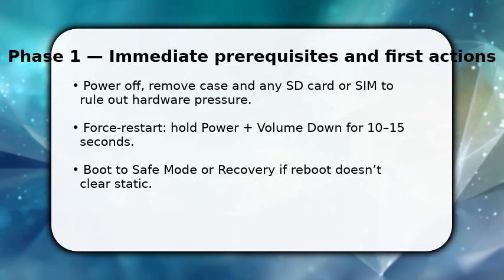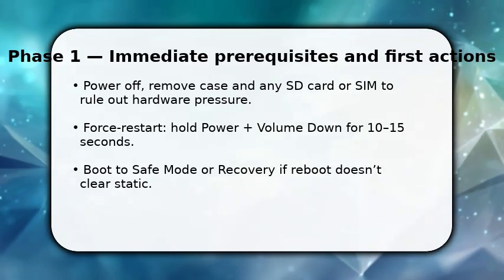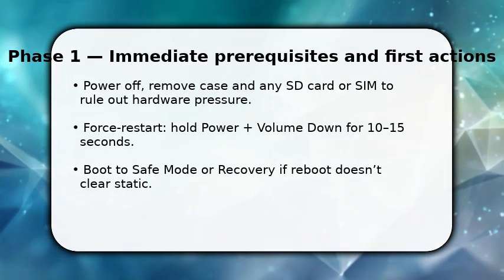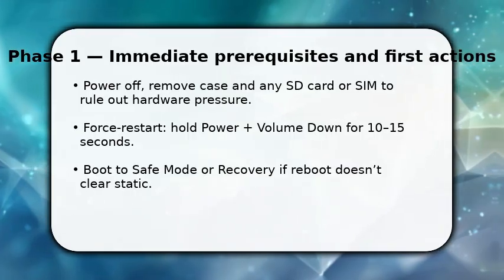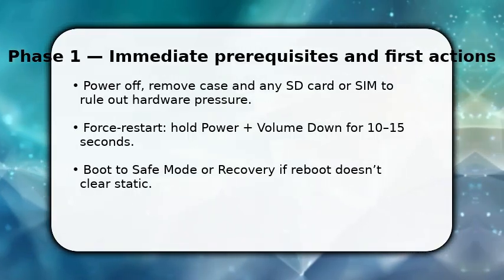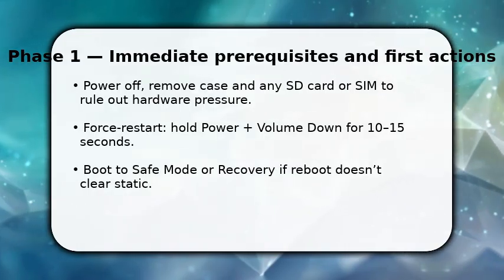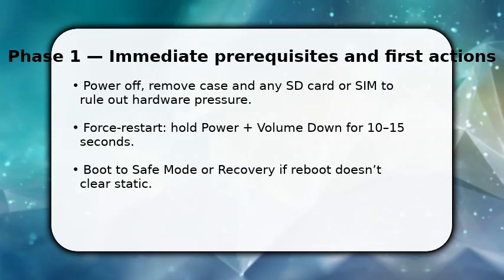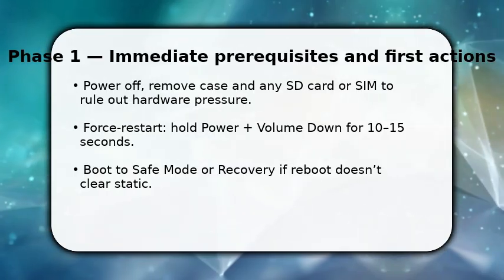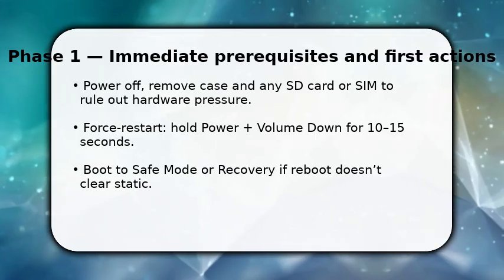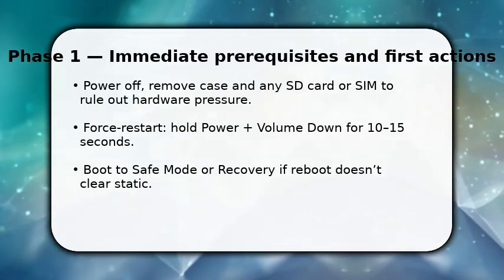Enjoy the video. You begin by removing external stressors, case, SD card, and SIM so the screen can be evaluated cleanly. Once done, force restart the phone by holding power and volume down for 10-15 seconds to clear temporary firmware glitches. If static persists, boot into safe mode or recovery to separate apps from system issues.